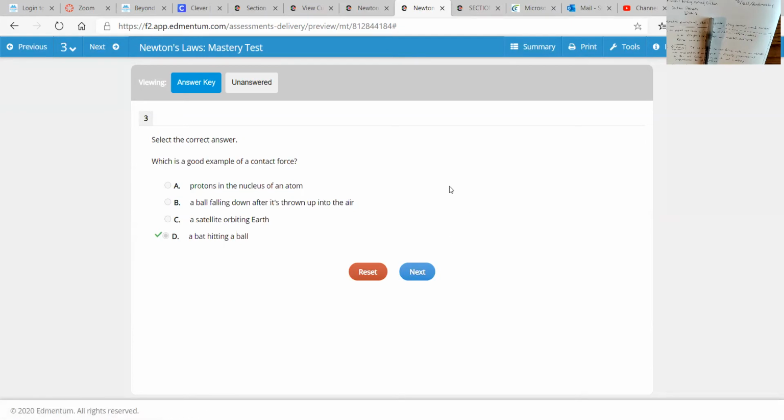Which is a good example of a contact force? Well, a contact force is when something meets another. It makes contact. So the only answer in which that is the case is a bat hitting a ball. That bat makes contact with the ball, and that is how it transfers its force.